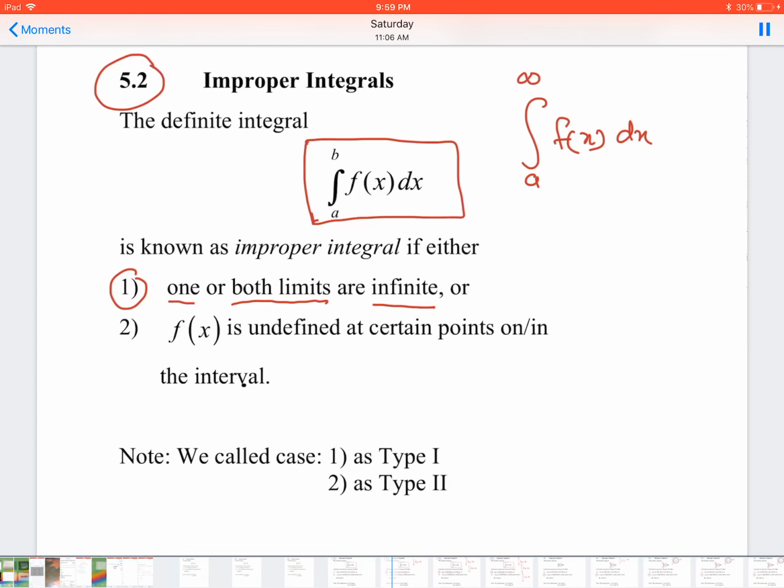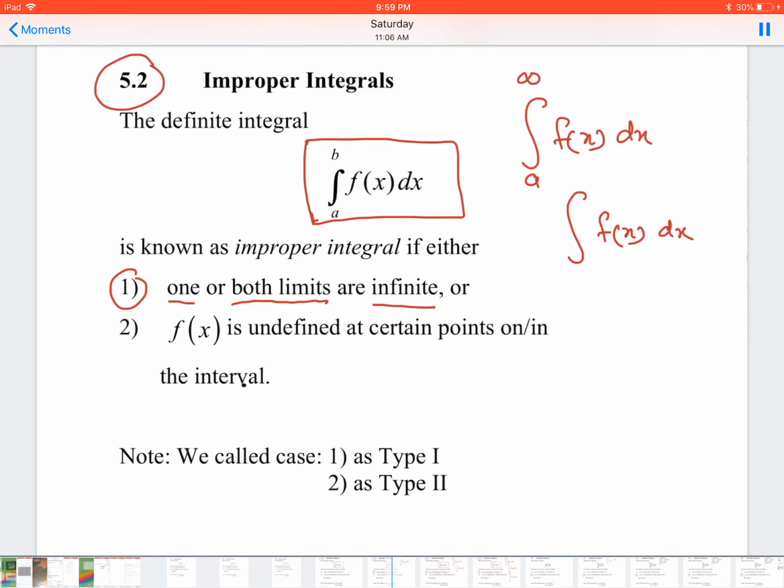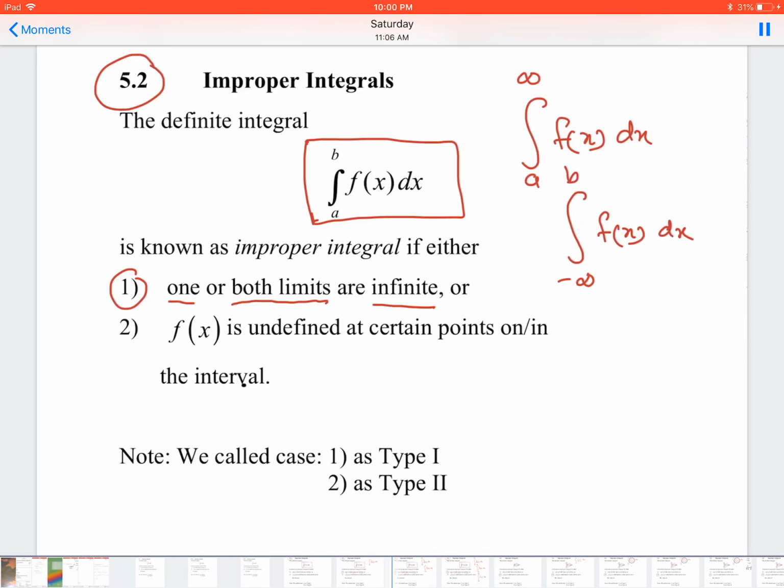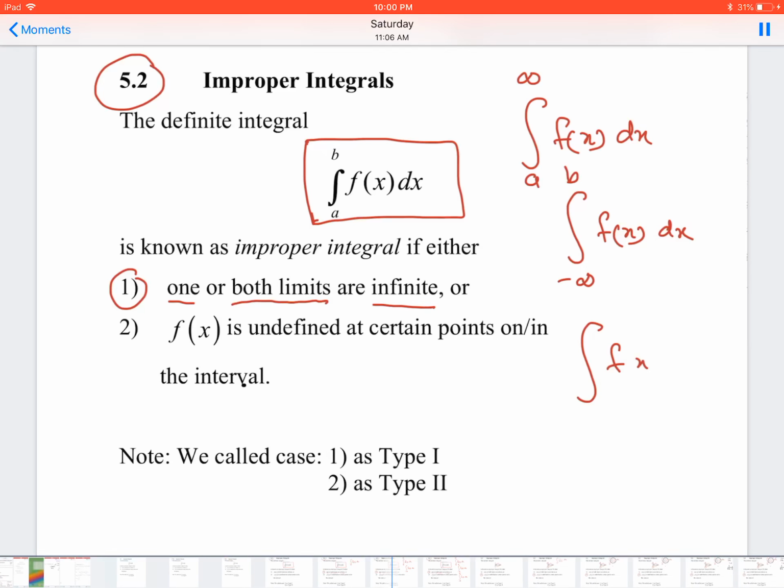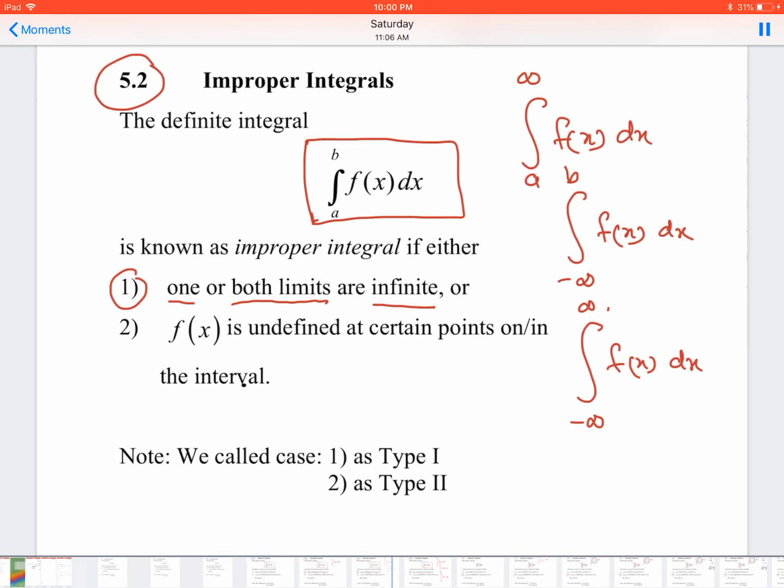Or maybe you have the other case, where you want to find the limit where we have a very, very small value but we do not know it, so you can just put negative infinity to b, for example. Or there are situations where both of your limits are infinite, the integral of f(x) dx from negative infinity to positive infinity. So this belongs to the case of type 1.